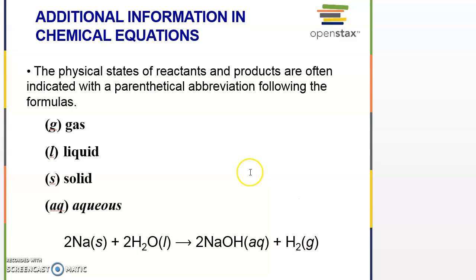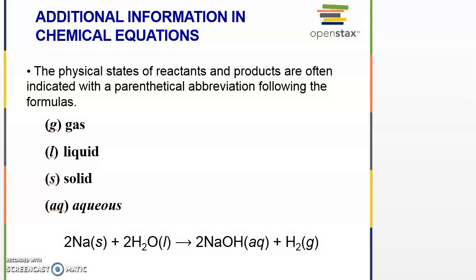All right, so sometimes you will see additional information in the chemical reactions. For example, if you look at the equation over here, you see the parentheses with the letter S inside. Okay, what does that mean? In general, when you see the letter G inside the parentheses, that means it's a gas. If you see the L, that means it's a liquid. When you see the S, that means it's solid. When you see AQ, that means it's aqueous. That means it is dissolved in water.